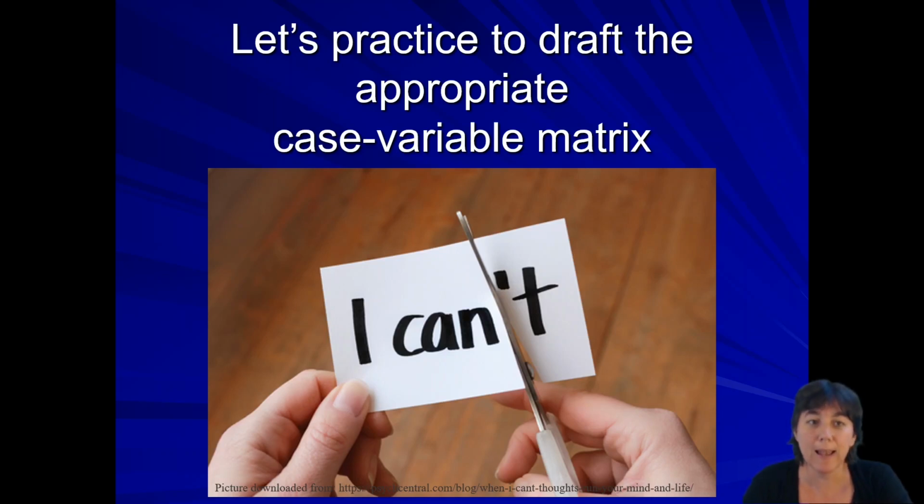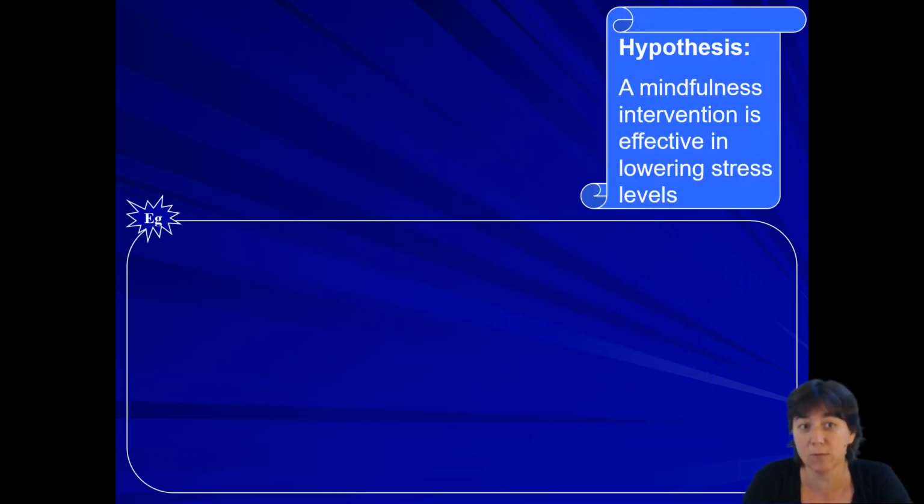Okay, let's practice now how to draft a good, an appropriate case variable matrix. It's not that difficult. I will show you through a couple of examples how we can do this. We always have a kind of hypothesis to begin with. For example, it sets our topic. I want to test a mindfulness intervention. Is it effective? Is it lowering stress levels?